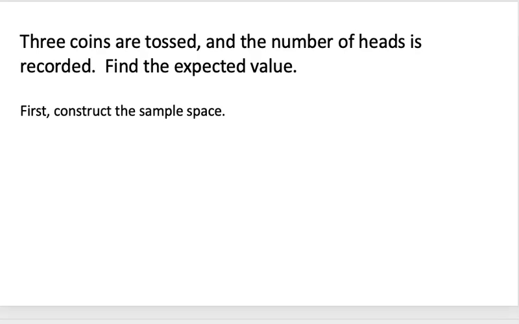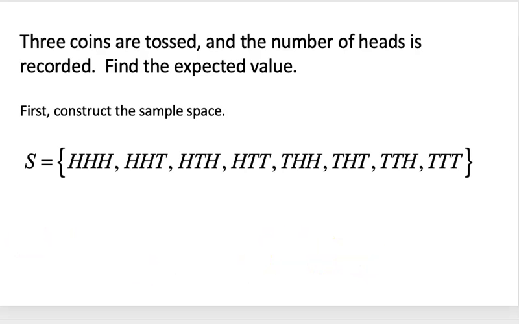Now for 3 coins, it's a little harder. We're going to construct our sample space. So we could have all heads: heads, heads, heads. We can go heads, heads, tails; heads, tails, heads; etc. So there we go. There's all 8 possibilities, written in, I believe, alphabetical order, which will help you keep those straight. So we have 1, 2, 3, 4, 5, 6, 7, 8 elements in our sample space.